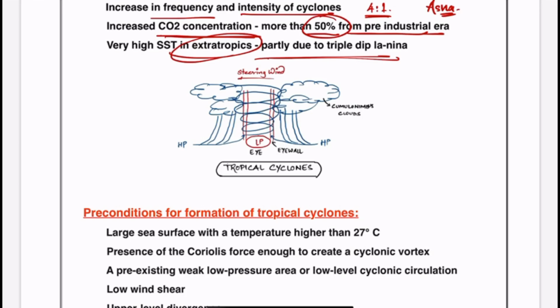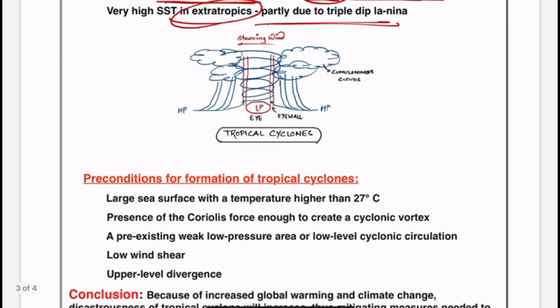Now, there are 4-5 preconditions required for the formation of tropical cyclones, but the most important of all is the sea surface temperature. That is, a large sea surface area is required, which has a temperature of 27 degrees Celsius or warmer than that. If we talk about the Bay of Bengal region, then usually the temperature is around 31-32 degrees Celsius in the month of March and April. So what will happen if the sea surface temperature is warmer than 27 degrees Celsius?